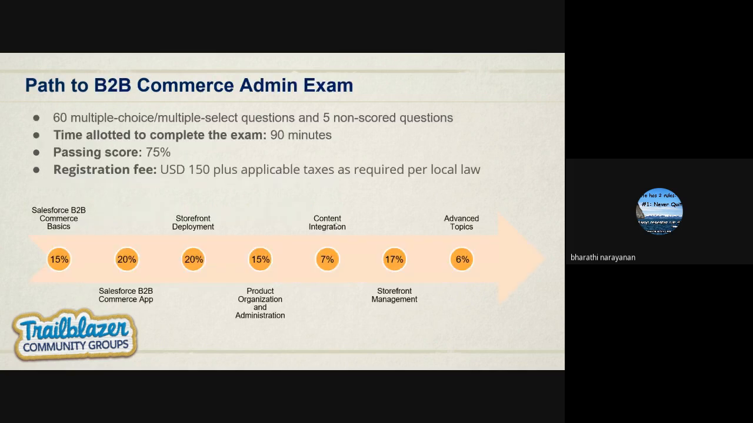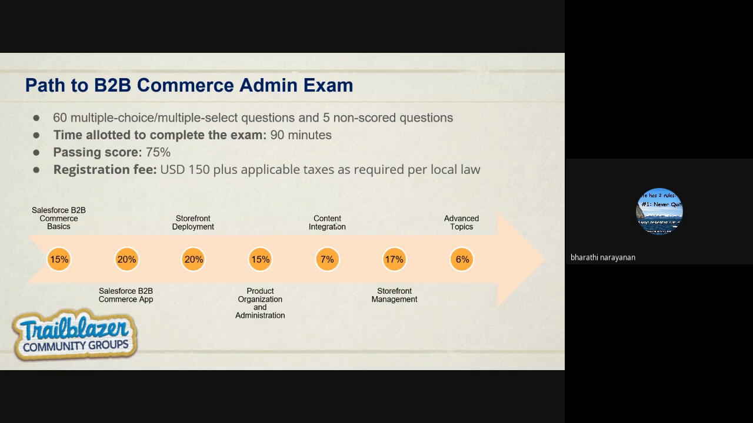The next topic is path to the B2B Commerce admin exam. This exam consists of 60 multiple choice questions. The time allotted is 90 minutes, and you have to score 70 percent to pass. This exam is divided into seven different topics. In this release of B2B Commerce, they introduced a new topic, advanced topics.